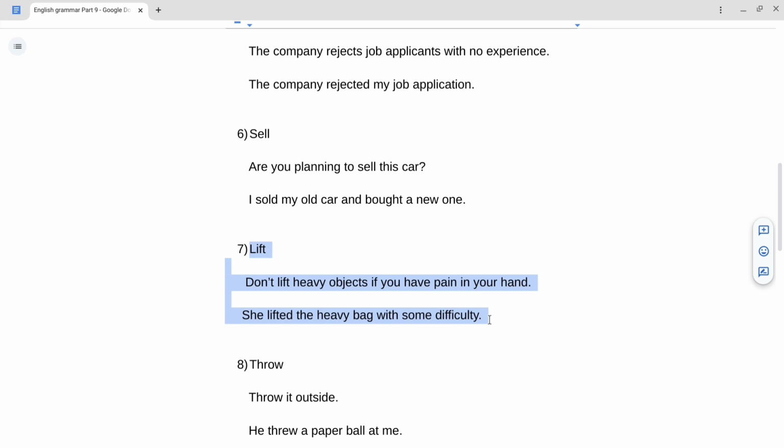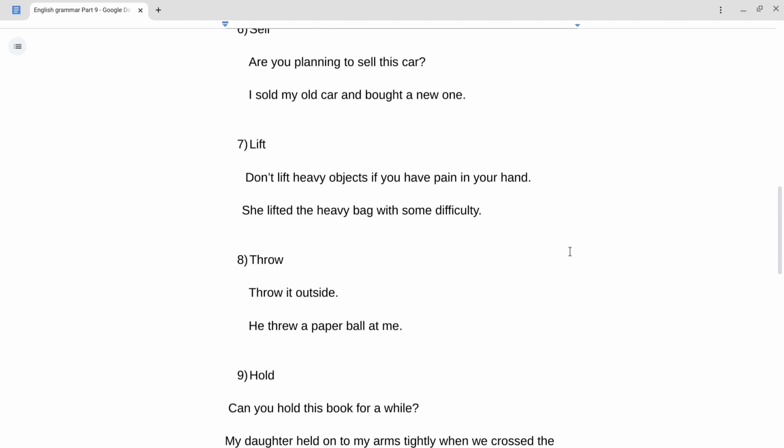There is a heavy bag. Okay, it is on the floor and she lifted that heavy bag with some difficulty. So you understood the meaning between take and lift. Lift, the object may be in a lower position there.